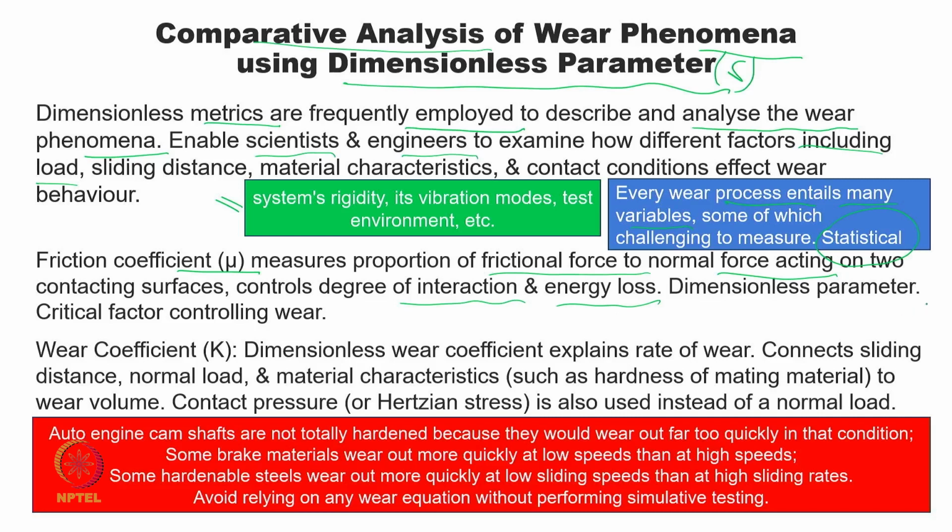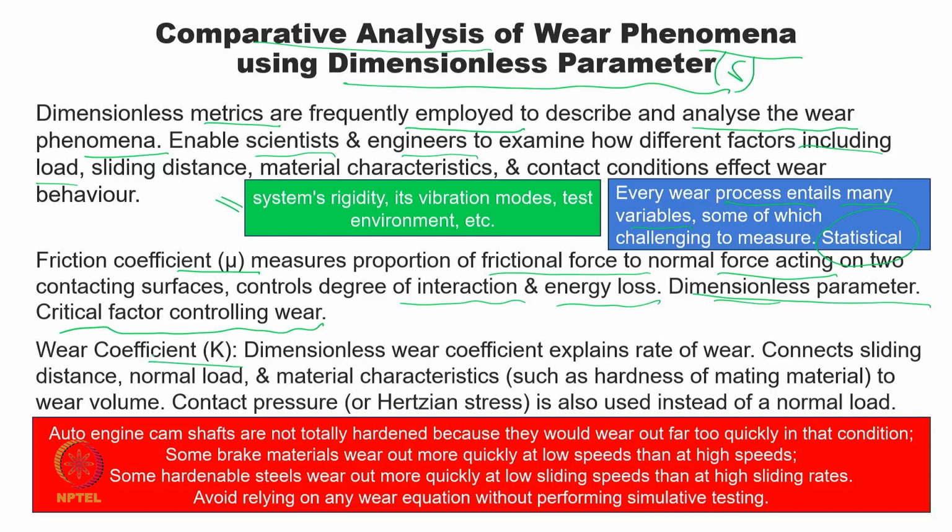So, this parameter is dimensionless, and it is a critical factor in controlling the wear. Again, it is a critical factor, but there is no direct relation. The coefficient of friction cannot be directly related to wear. I can't say that a high coefficient of friction means high wear and a low coefficient of friction means low wear. No, there is a relation, it is a critical factor, but there is no direct relation. It will vary, it depends on the situation.